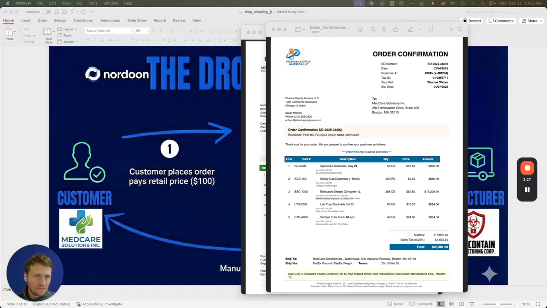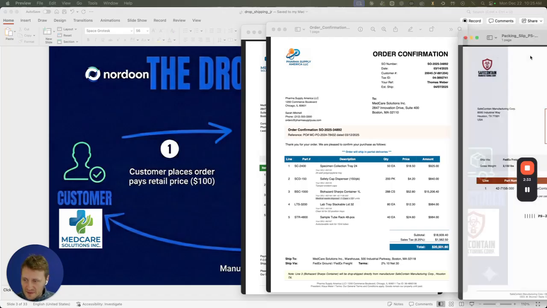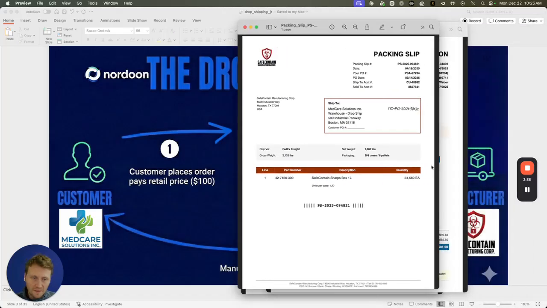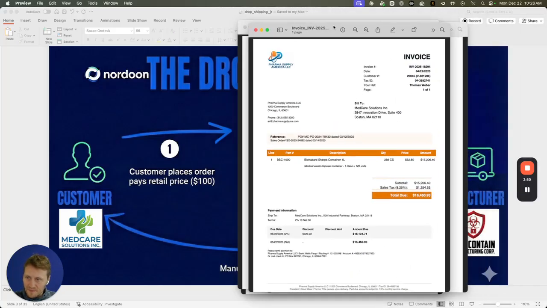And then, after the products are sent, Safe Contain sends a packing slip. And here we see that basically this is a partial delivery. So only one item from the purchase order is being sent. And then we have the invoice. The invoice is sent from Pharma Supply to Medcare.